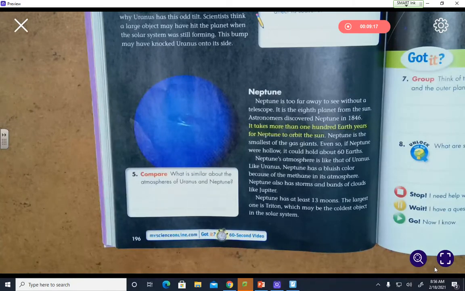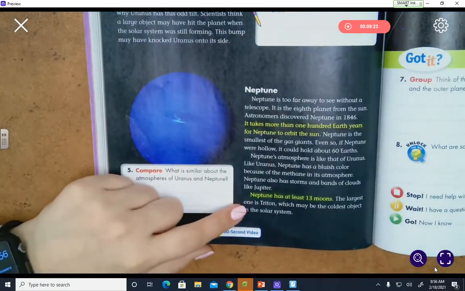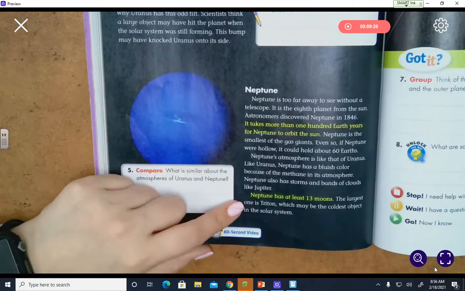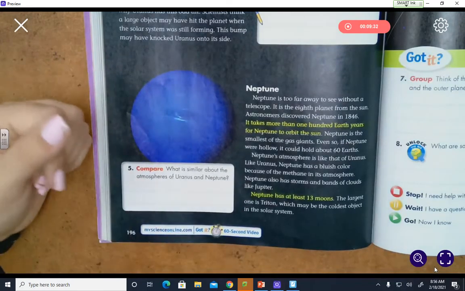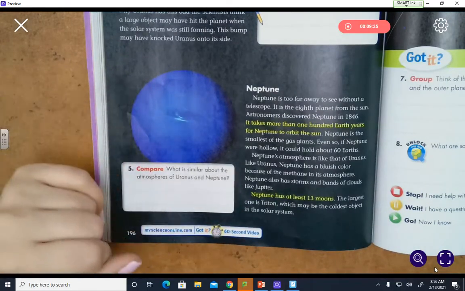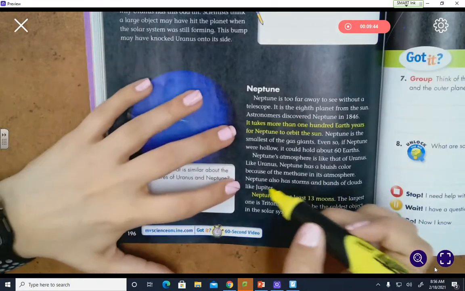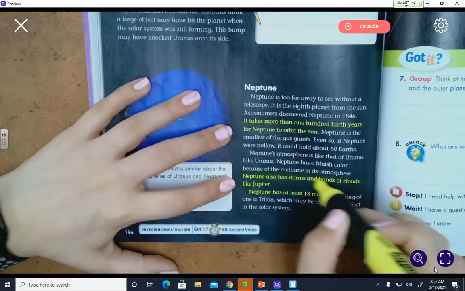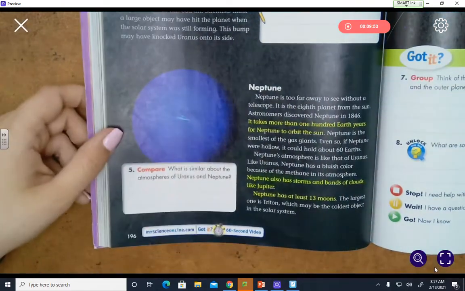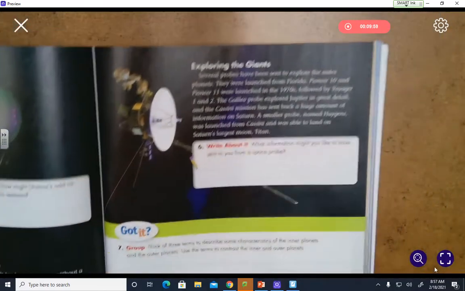Neptune has at least 13 moons. The largest one is Triton, which may be the coldest object in the solar system. Pretty cool. I also want you to highlight that Neptune also has storms and bands of clouds like Jupiter. Once you're done, we will move on to exploring the giants.